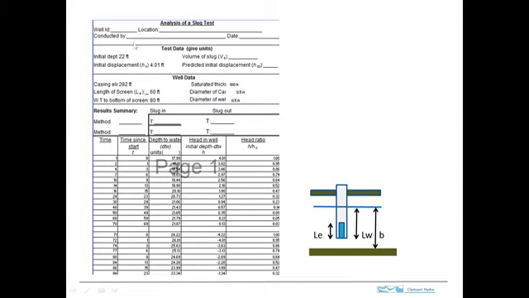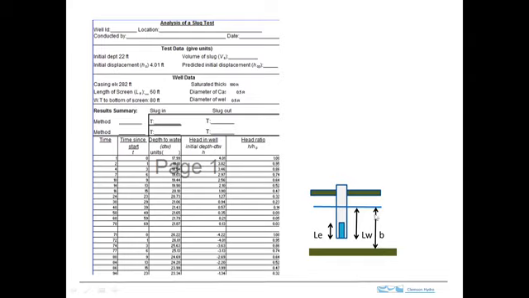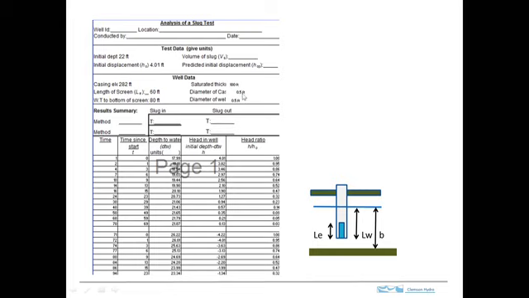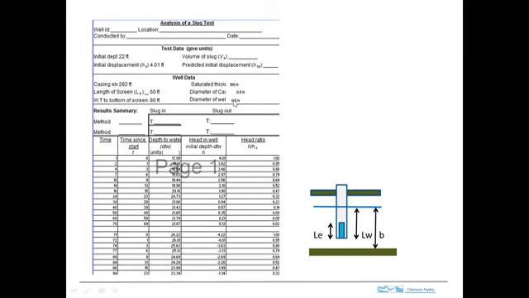The water table to the bottom of the screen is written here, and you can see what it is, 80 feet in the example that we're going to do here. And then the saturated thickness is B. Diameter of the casing is put there. That will be lowercase d sub c, and the diameter of the well itself is uppercase D.